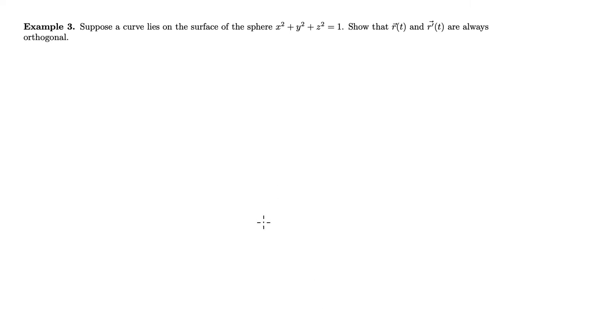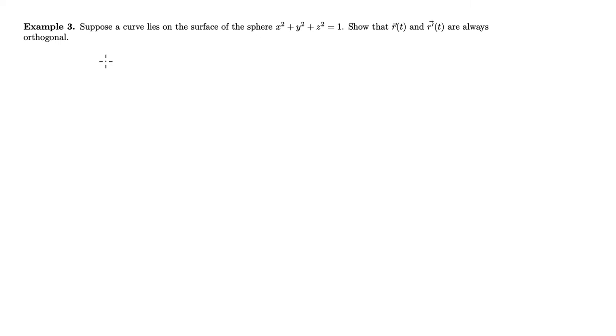Okay, so we're supposing that there's just some arbitrary curve and it lies on the surface of the sphere, x squared plus y squared plus z squared equals 1. And we want to show that in that case, the position and the velocity are always orthogonal.